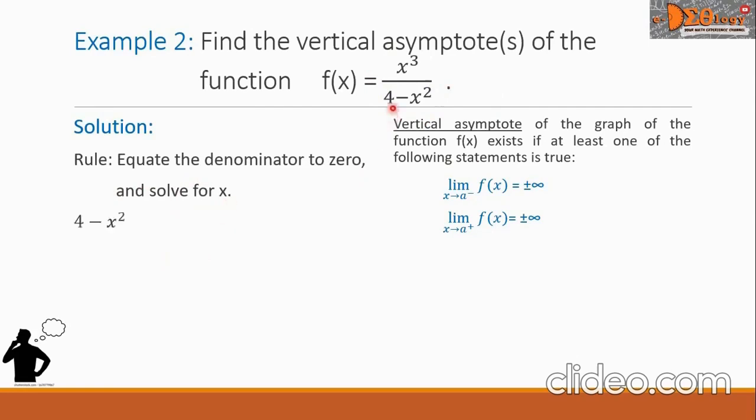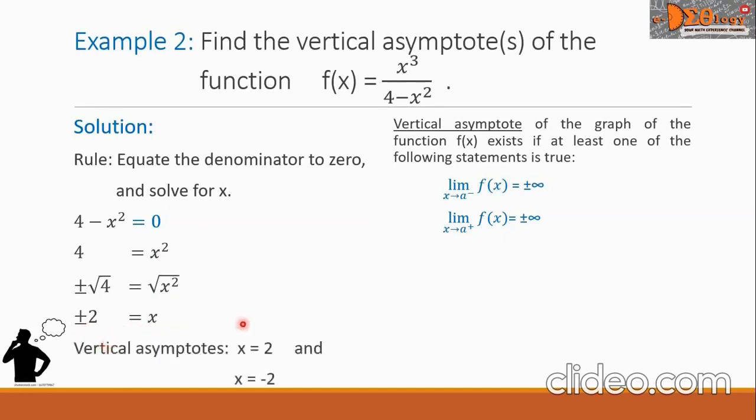So we write the denominator 4 minus x squared and this will equal 0. Let us solve for x. The negative x squared we will transpose to the right, so it becomes positive x squared. Then we will take the square root of the left side and the right side. So we will have plus or minus square root of 4 equals the square root of x squared. The left side becomes plus or minus 2 equals x on the right side. So the values of x are positive 2 and negative 2. Therefore, for the vertical asymptotes, we write here x equals 2 and x equals negative 2. These are the answers.